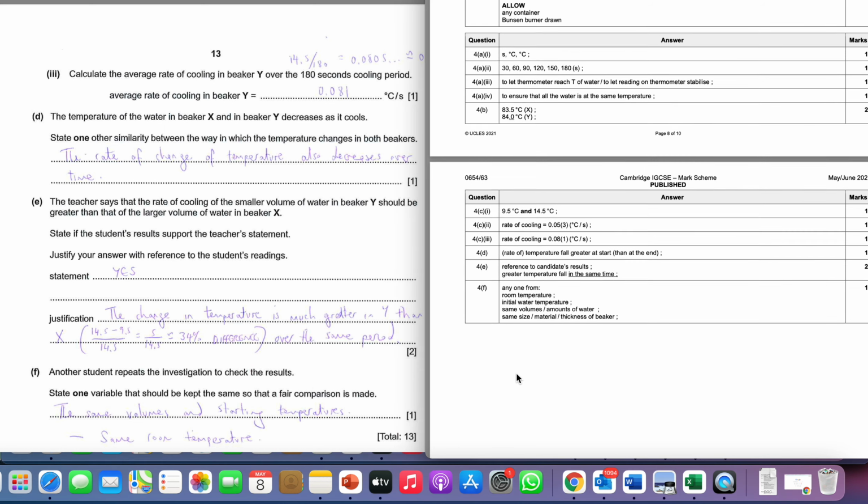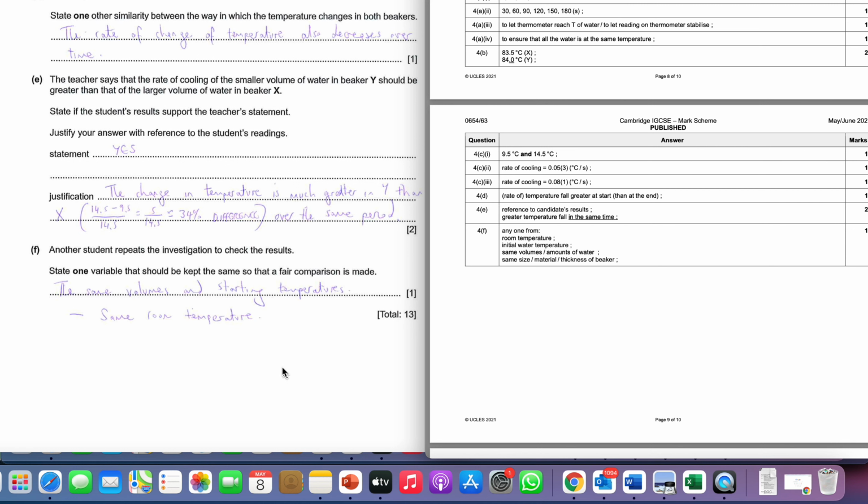Okay, last one. We want to repeat the investigation to check the results. Good, they're repeating things. That's good practice. State a variable that should be kept the same. Well, we should use the same volumes, the same amounts of water, but also the same starting temperatures, to be fair. The temperature of the surroundings should be the same. There's lots of things.